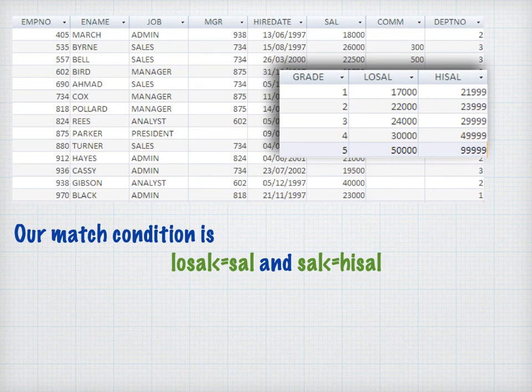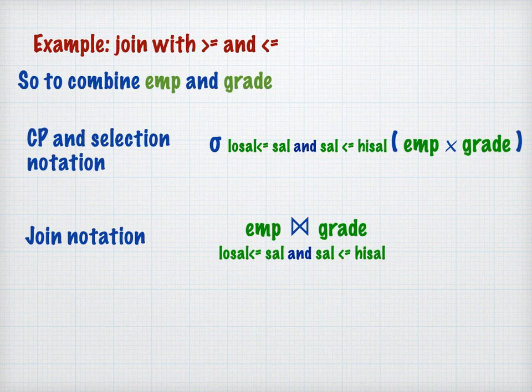Now if we write that down in relational algebra, it would look like this. So look at the first one, the CP and the selection notation. We're going to read that from right to left. We're going to combine emp with grade. So that's the same as the Cartesian product that we've done before. But of course what we want to do is we only want to keep particular rows. Which particular rows are we interested in? Well, the rows where this condition is true, this predicate is true. Keep the rows where the salary is between low sal and high sal.